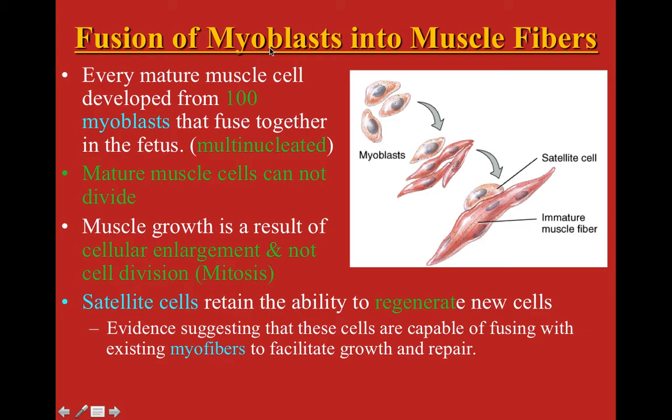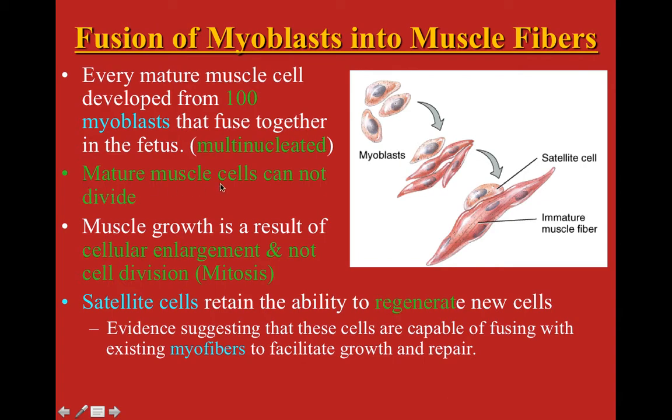Next here, myoblasts into muscle fibers. Myoblasts are the stem cells, the precursor cells of the developing fetus of an individual as they're growing in their mother's uterus, and then they develop into muscle fibers. So let's see how this works. Every mature muscle cell is developed from about 100 myoblasts that fuse together in the fetus. This is what gives rise to each muscle cell being multinucleated. So each muscle cell or muscle fiber is actually made up of about 100 of these precursor cells, those stem cells, the myoblasts.